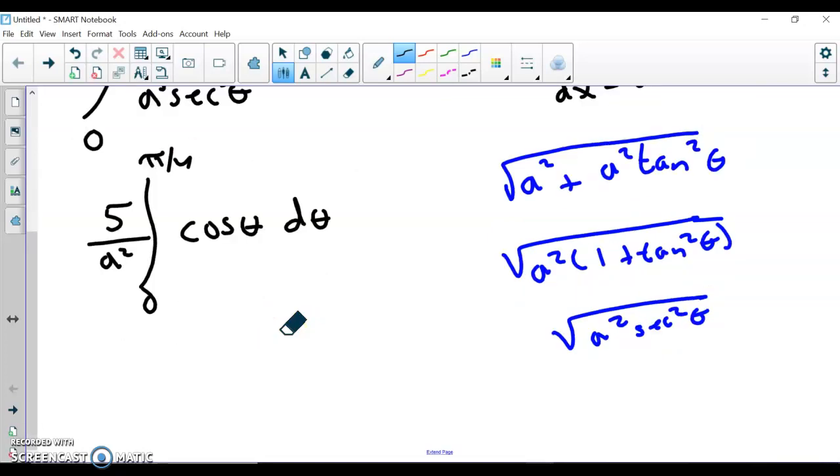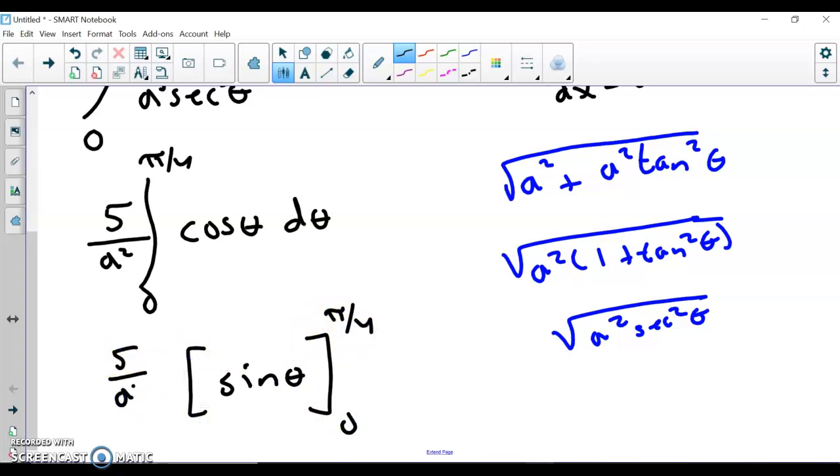And now we're just going to integrate. So the antiderivative of cosine theta is sine theta. And we're going to evaluate that from 0 to pi over 4. And we've got our 5 over a squared over here.